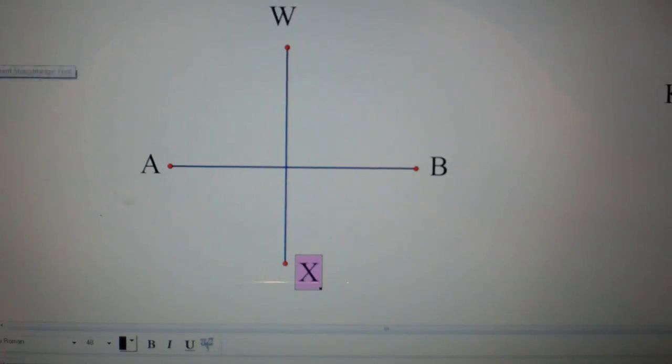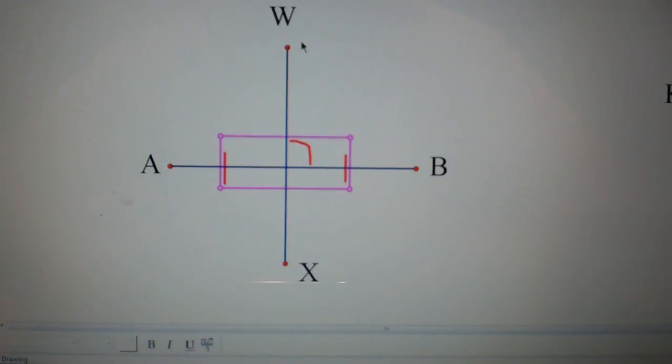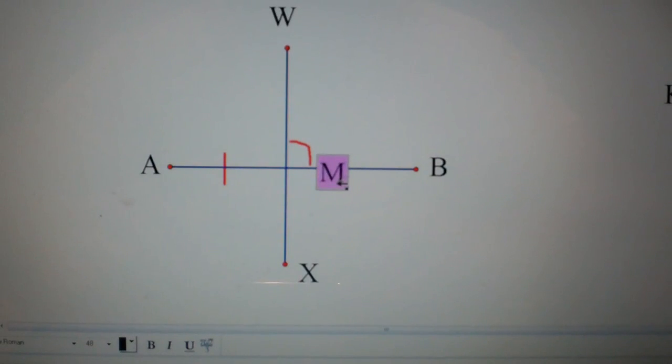Here, the notation to indicate that this is a perpendicular bisector, first of all, you have to have congruent marks here and here to indicate that the segment is cut in half. And you also have to have a box, which means a 90-degree angle, making the segment WX a perpendicular line. Now let's call the point in the middle where the two segments intersect point M. So here, point M is the midpoint of segment AB, and WX is a perpendicular bisector of the segment AB.